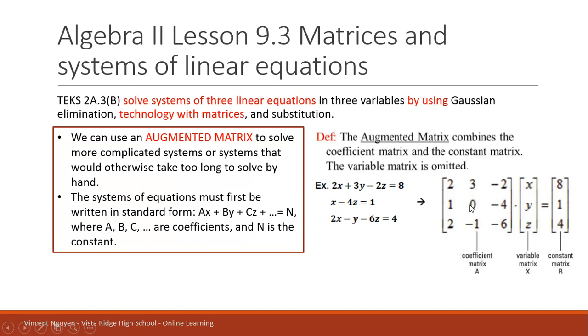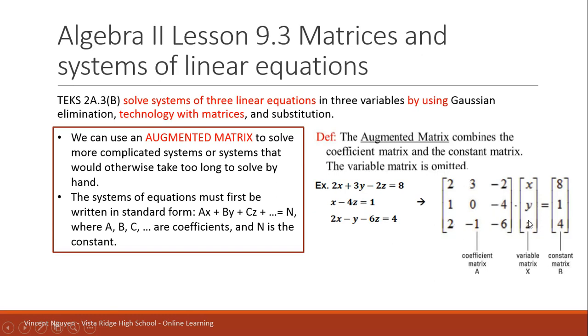Now notice the middle value is 0, and that 0 takes the place of the y that is missing here, okay? Because there's no y variable, we have to put a 0 in its place. 0 is a placeholder, remember? And then finally, the third equation, we have 2, and then the -1 and -6, which are the coefficients. So we call this the coefficient matrix, right?